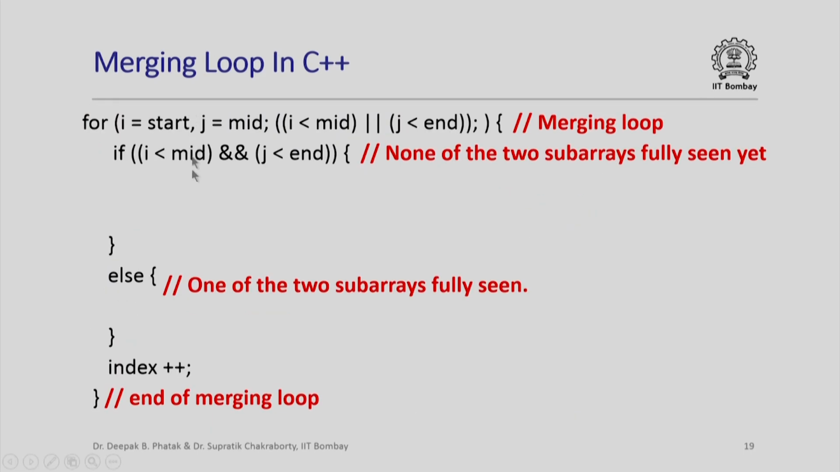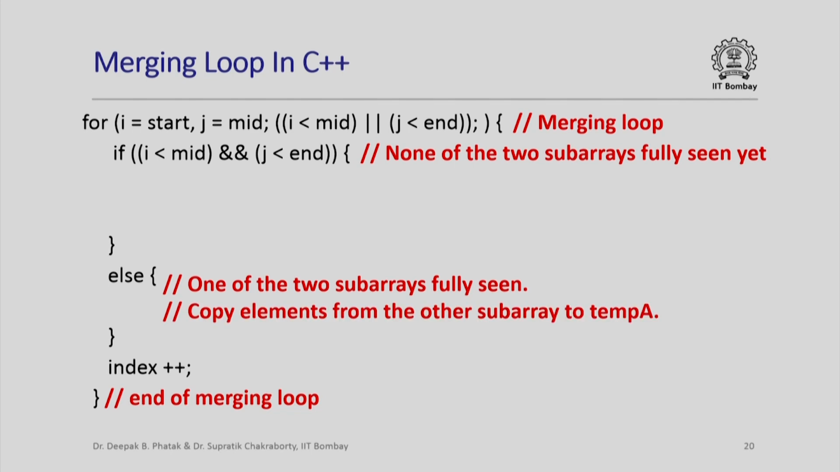Now if I take a closer look at the merging loop, then there are two cases to consider. First is when none of the two sorted subarrays have been fully seen yet. Basically both i is less than mid as well as j is less than end, and the other case is when one of the two subarrays is already fully seen. Now this is the easier case, when one of the two subarrays is already fully seen. What do we do then? We simply copy elements from the other subarray to temp A.